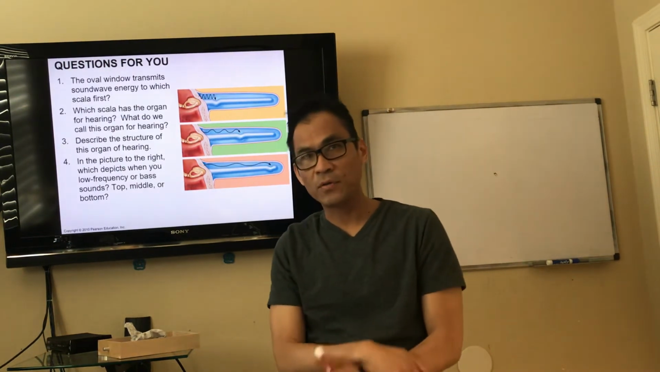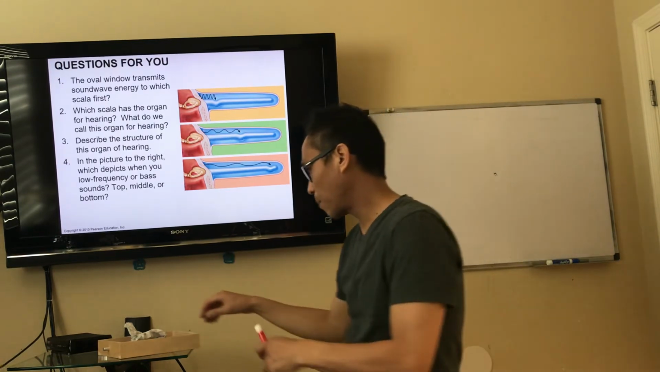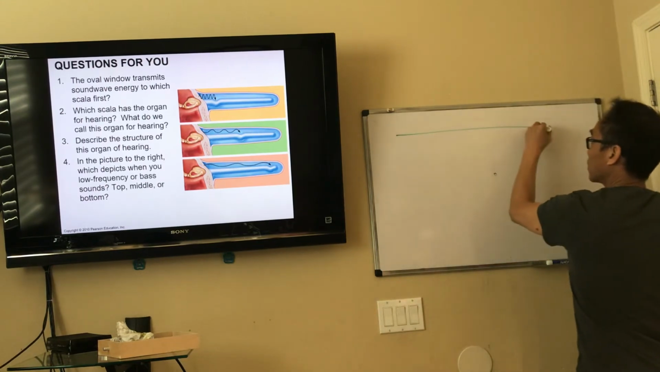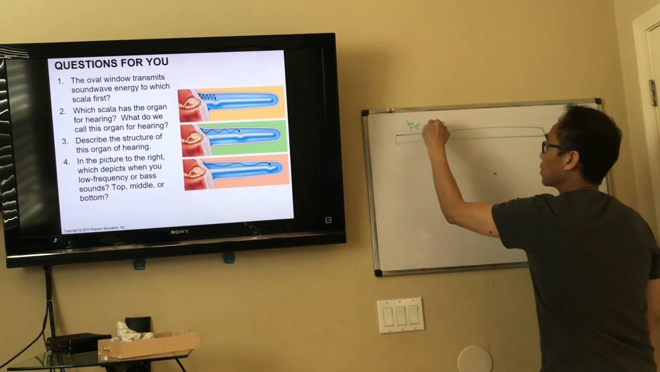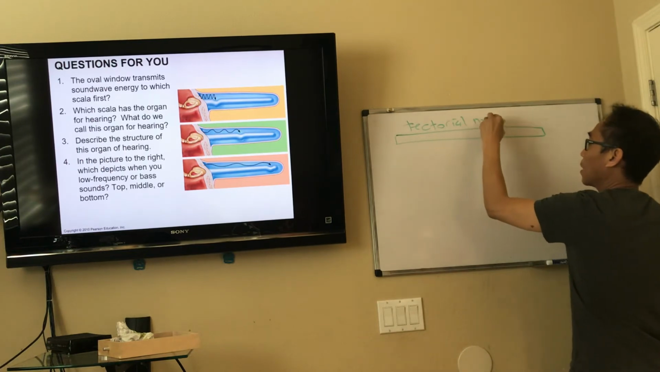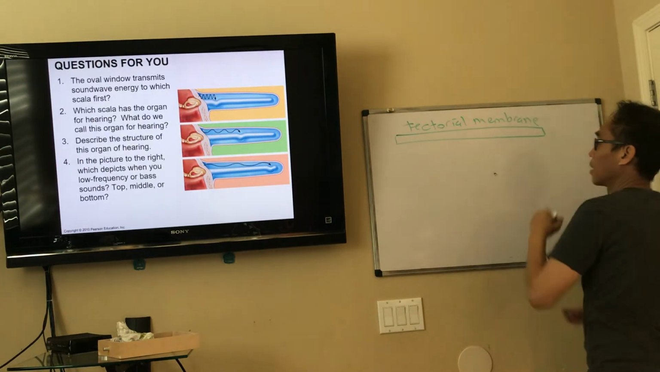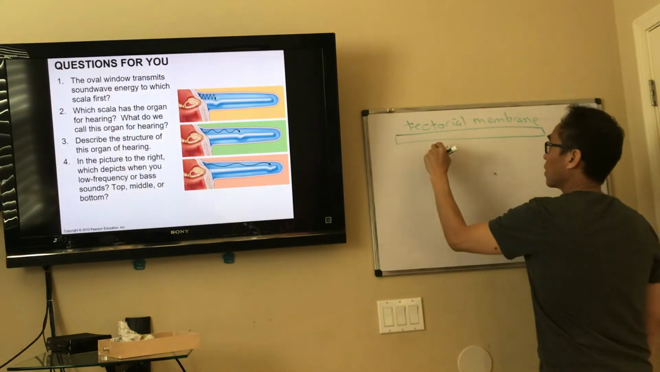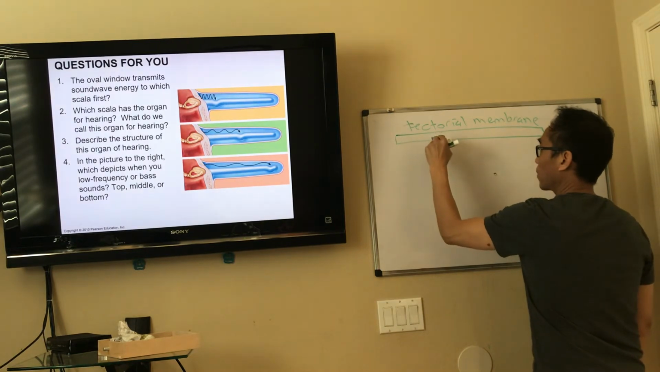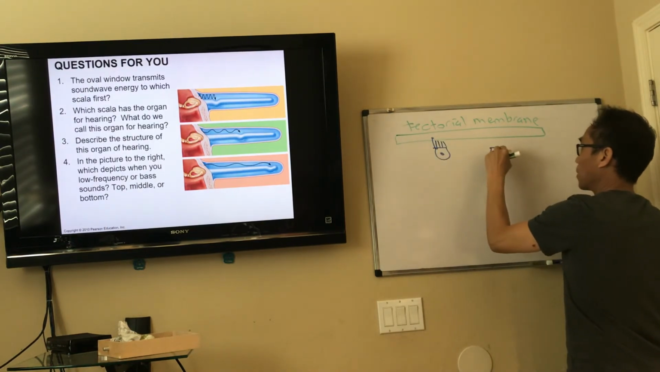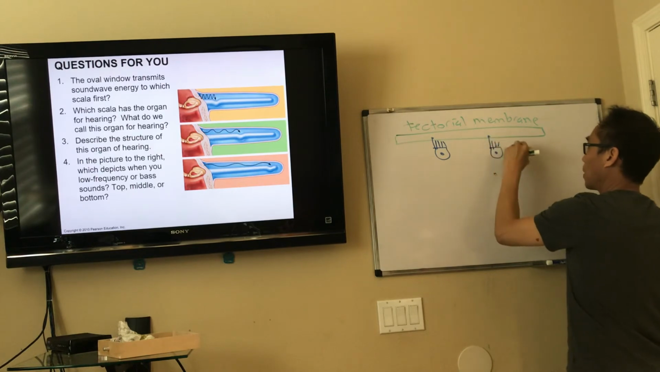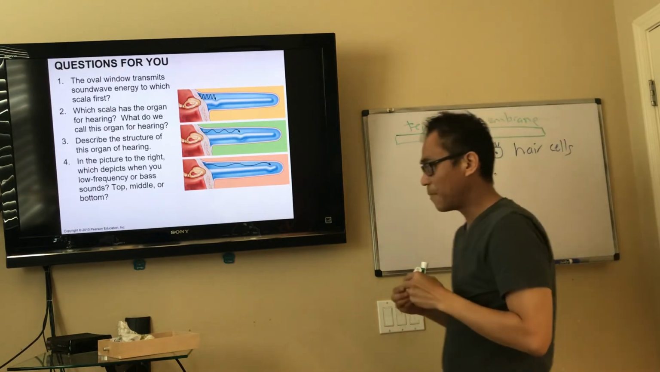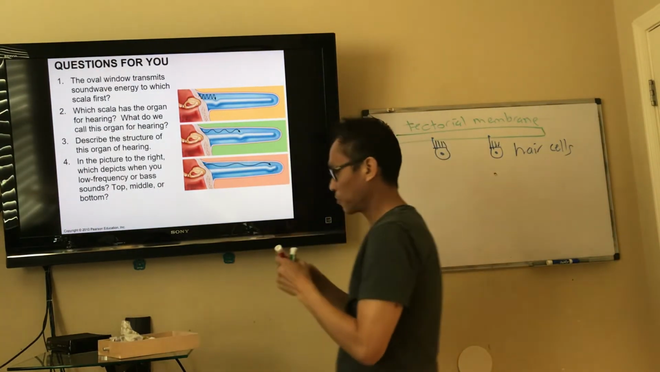Describe the structure of the organ of hearing. The organ of Corti, know the two membranes. Know the tectorial membrane, more stiff. And then you got hair cells with the hair stuck in it. I'll draw a couple there. I think of this as a hair cell sandwich. And then you have the basilar membrane at the base, underneath it.